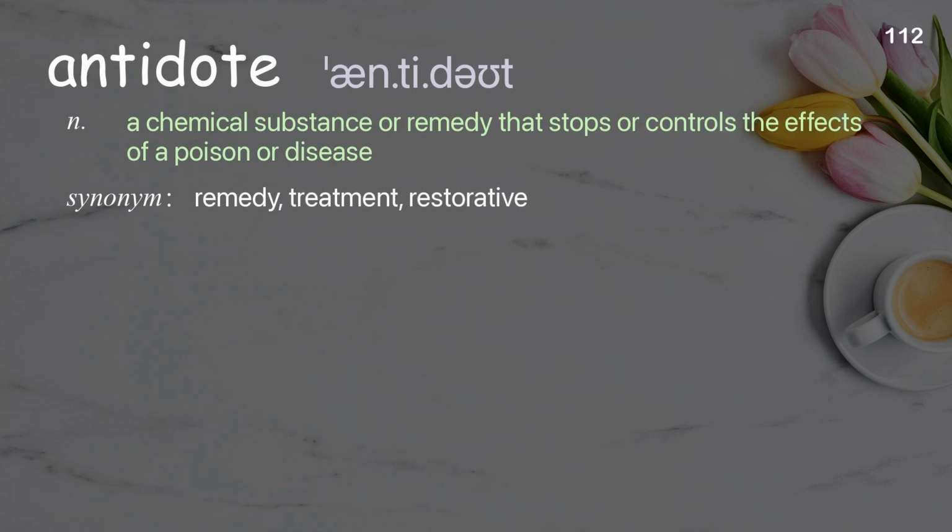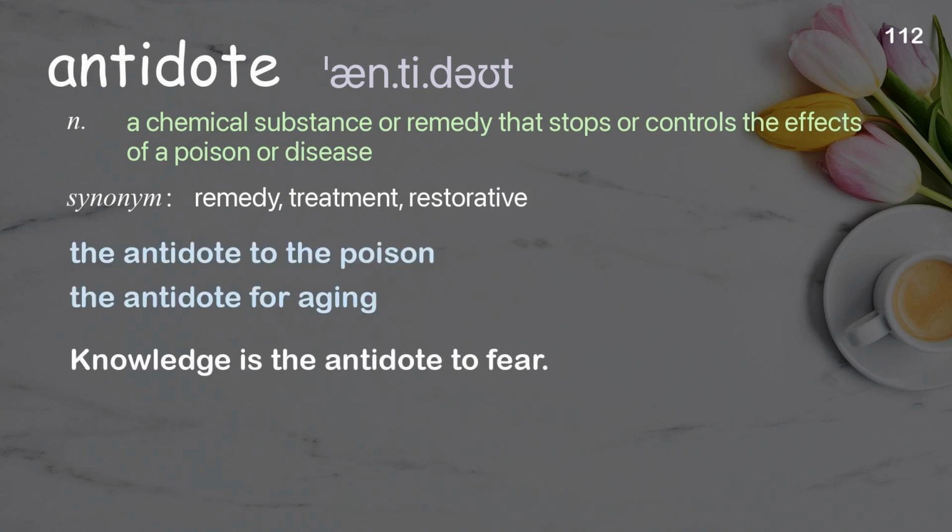Antidote. A chemical substance or remedy that stops or controls the effects of a poison or disease. Examples: The antidote to the poison. The antidote for aging. Knowledge is the antidote to fear.